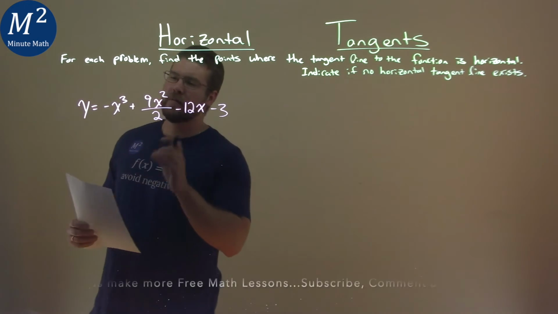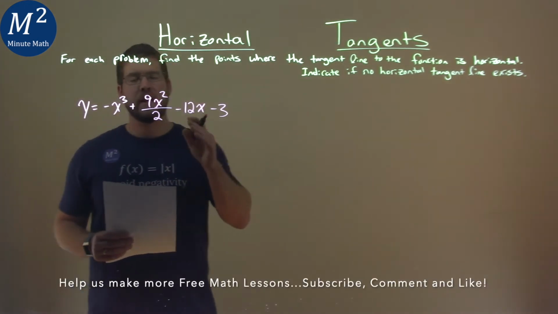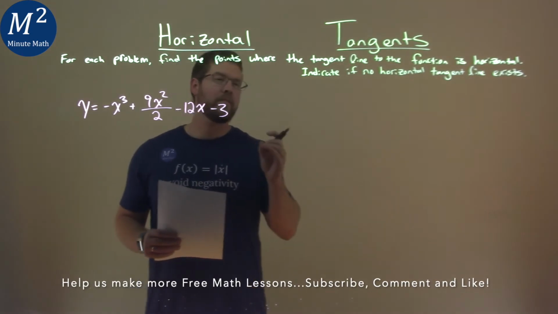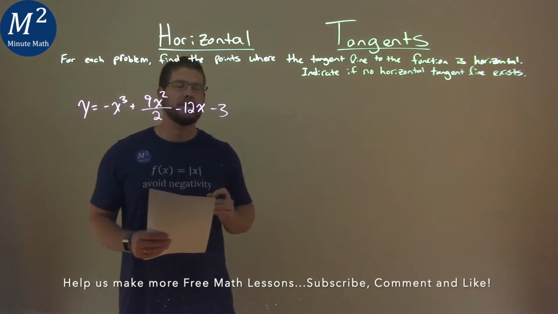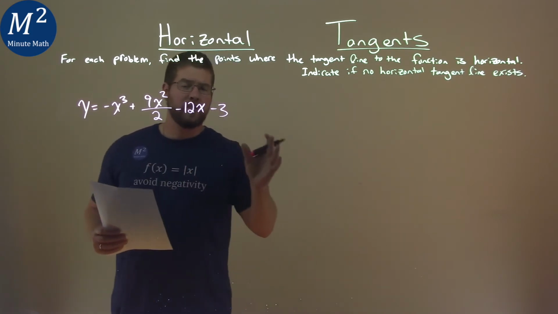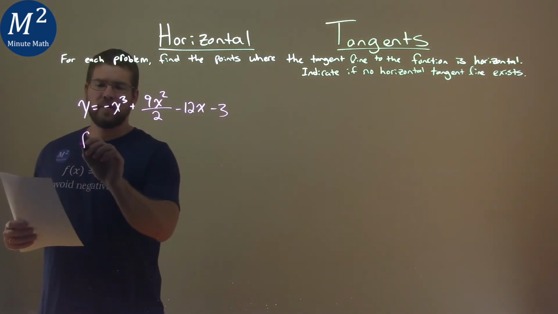Y equals negative x to the third power plus 9x squared over 2 minus 12x minus 3. And we want to find the points here where the tangent line to the function is horizontal. Now, first thing I need to do is find my derivative. So let's go find f prime of x.